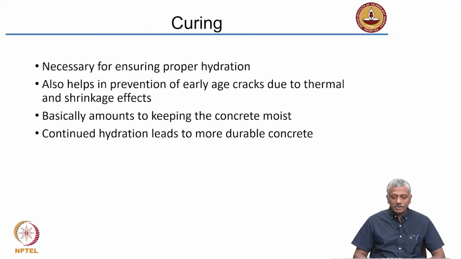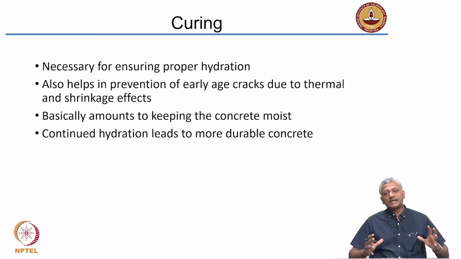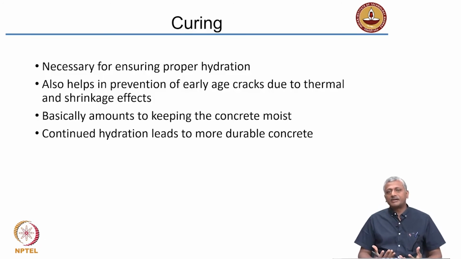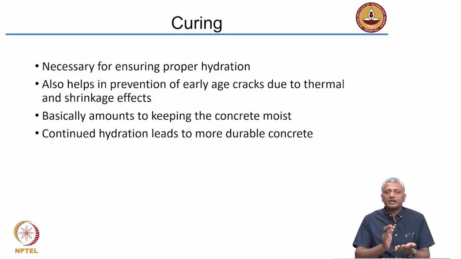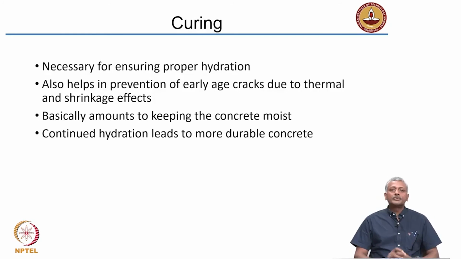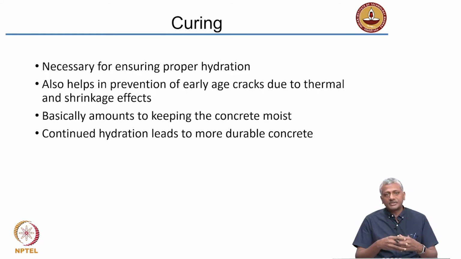Curing also helps in preventing shrinkage cracking and also thermal cracking. At the early ages, a lot of heat is involved, concrete needs to come down to ambient conditions, and it starts shrinking also as a result of the hydration. Curing ensures that there's sufficient supply of moisture from the external environment, which reduces the effects of thermal and shrinkage cracking. So in simple terms, concrete curing simply means keeping the surface of the concrete moist during the hardening process of the cement. That's basically curing. Continued hydration: the more the cement hydrates, the more it reacts, the more durable the concrete that you get. So that's very important.